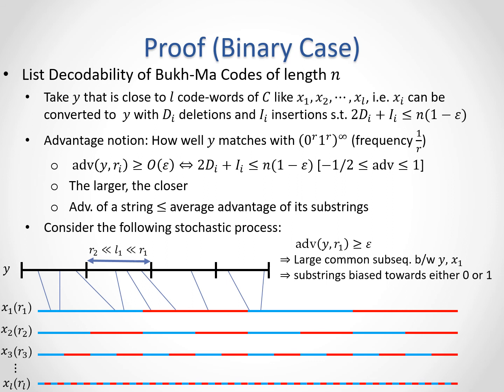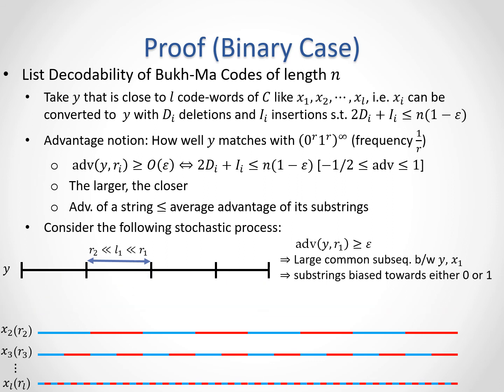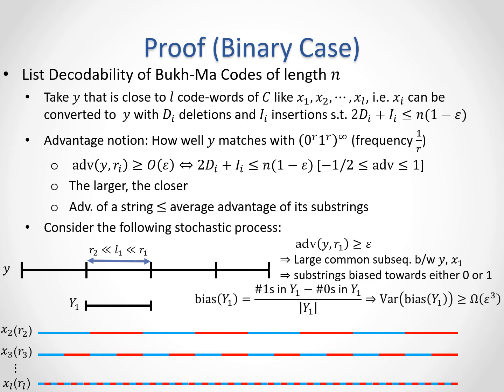Now I choose one of these substrings at random. That's what I call y1. And because y1 is either biased towards zeros or biased towards ones, the variance of the bias of y1 can be shown to be larger than some polynomial in terms of epsilon. And the bias is defined formally as the number of ones in y1 minus the number of zeros in y1, divided by the length of y1.